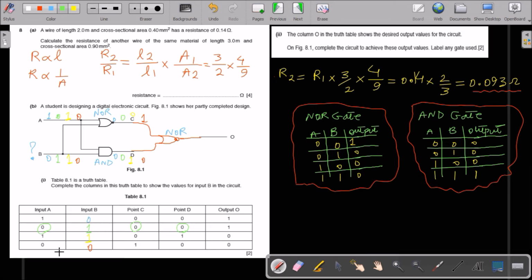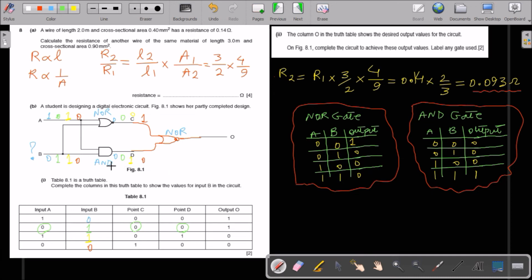Now third row. Input A is 1. Now look at yellow. Input A is 1, then point C is 0. So look at NOR gate. A is 1, output is 0. So B can be 1 and 0.